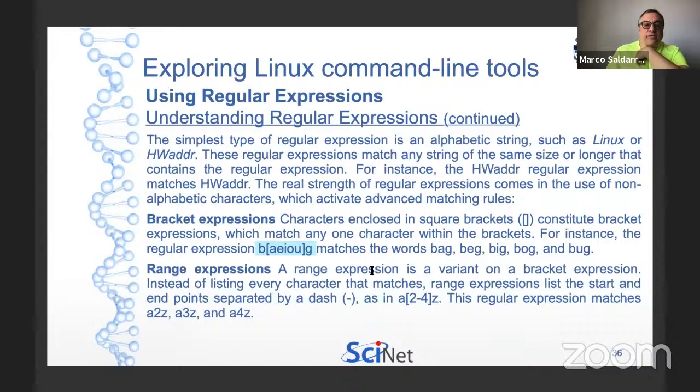You can use a bracket expression for a range expression, which is a variant. Range expressions list the start and the end points separated by a dash. So for example, if you have this regular expression here, it means that between the letter A and the letter Z, you can have one character that can be 2, 3, or 4. So the regular expression is going to match this.